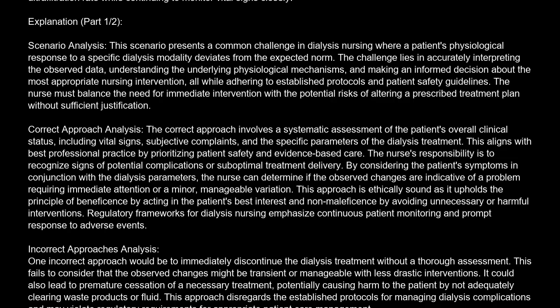Incorrect approaches analysis. One incorrect approach would be to immediately discontinue the dialysis treatment without a thorough assessment. This fails to consider that the observed changes might be transient or manageable with less drastic interventions. It could also lead to premature cessation of a necessary treatment, potentially causing harm to the patient by not adequately clearing waste products or fluid. This approach disregards the established protocols for managing dialysis complications and may violate regulatory requirements for appropriate patient care management.